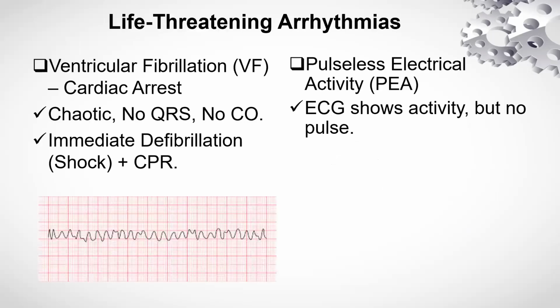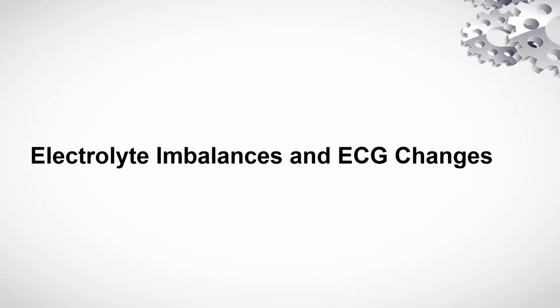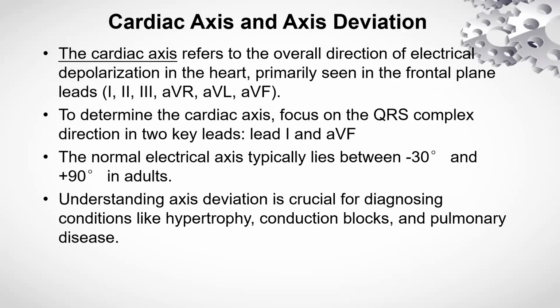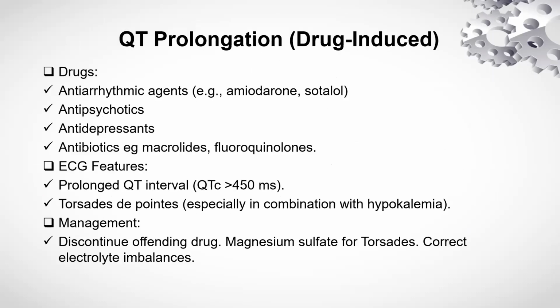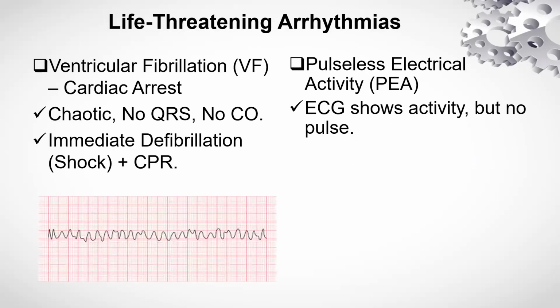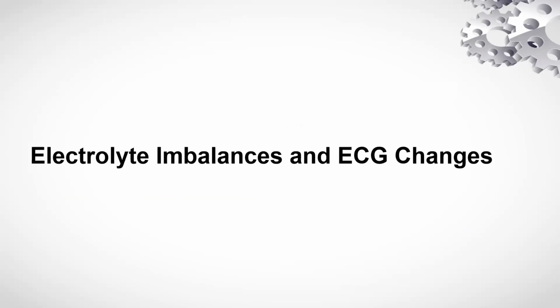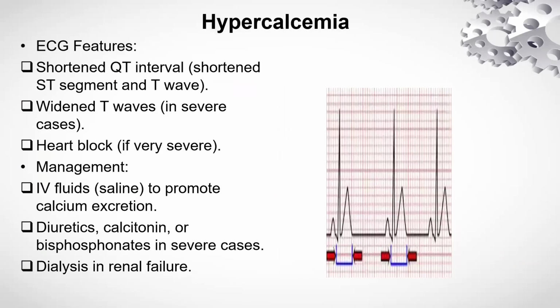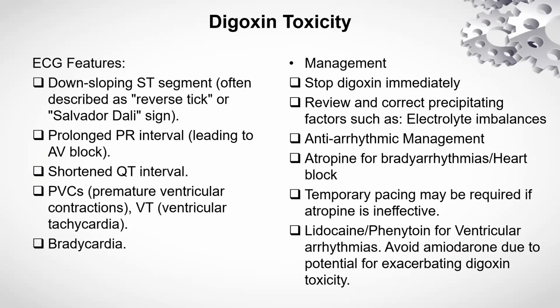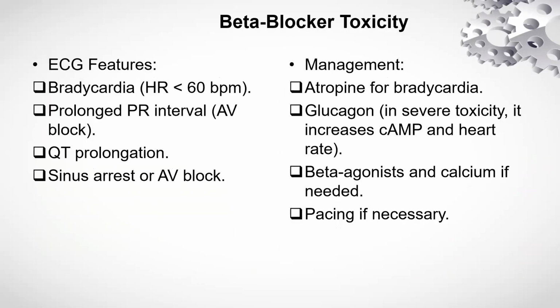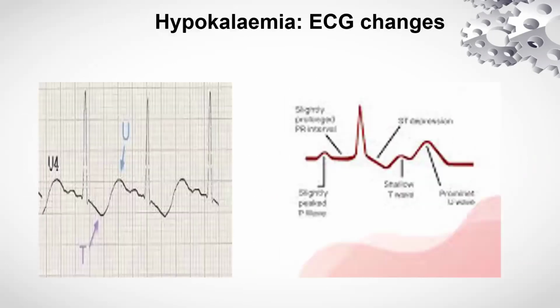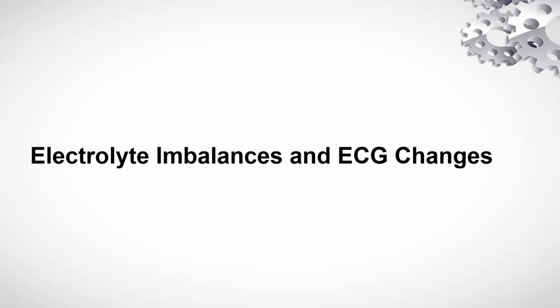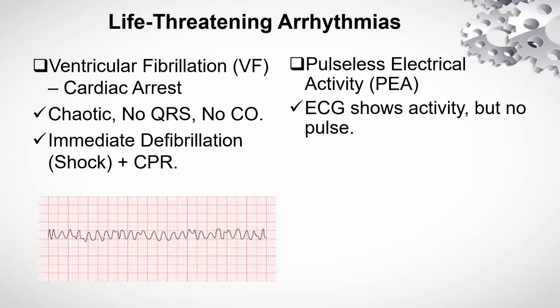Cardiac axis deviation. I think we should stop here because I still have a lot to look at. We're going to look at cardiac axis deviation, electrolyte imbalances and the ECG. We're already past the hour mark, and we have drug toxicity. I think we should stop here and continue next week. Do we agree with that? I think we should stop here.